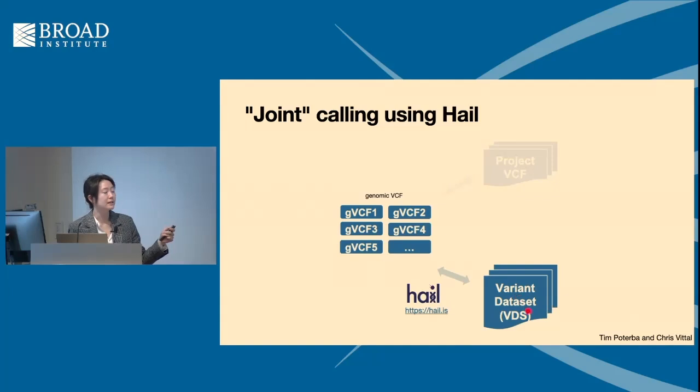And a variant data set, again, is lossless. So if you really need to, you can convert this VDS back into a GVCF. So this eliminates the need to store this separate data type.